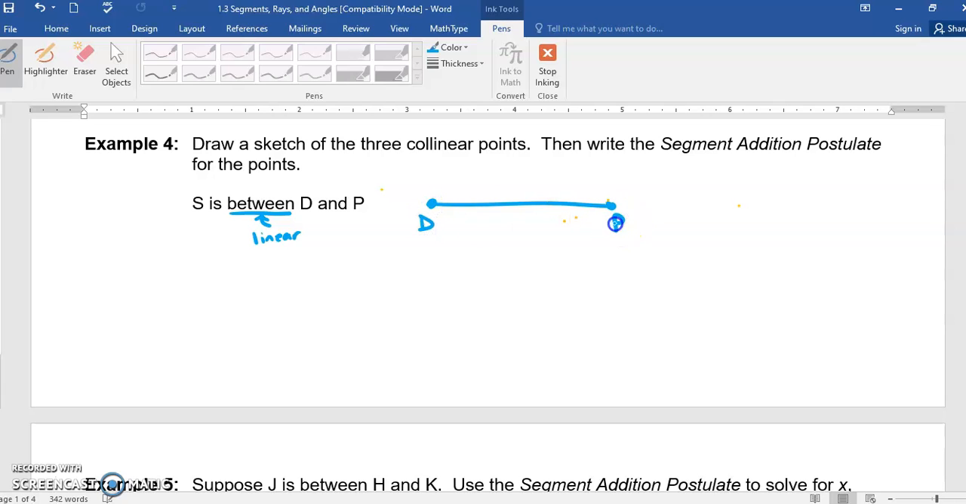So D and P must be the endpoints. S is somewhere in between, not necessarily right in the middle. Then write the segment addition. Well, the piece plus the piece equals the whole thing. Okay, the DS plus SP equals DP.